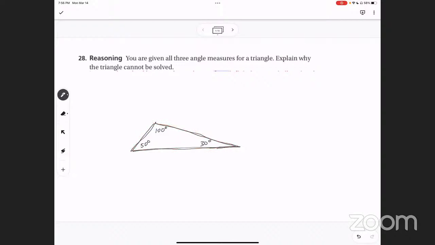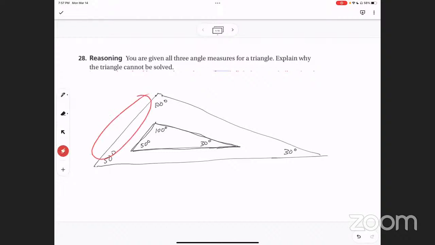But imagine this right here. If I just give you the angles, I can take that and make it bigger. I can make the same triangle, just bigger. This is 50 degrees. This is 100 degrees. And this is 30 degrees. Does that tell you anything about what the side lengths have to be? No. It doesn't.